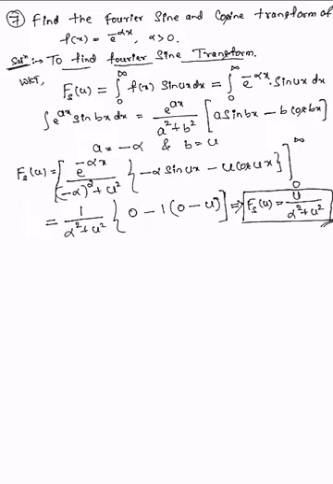So this is how we can find the Fourier sine transform. Now we'll go for cosine. Now to find the Fourier cosine transform. Fourier cosine transform. So now how to find a Fourier cosine transform here?